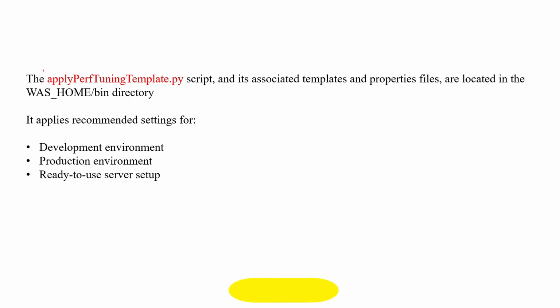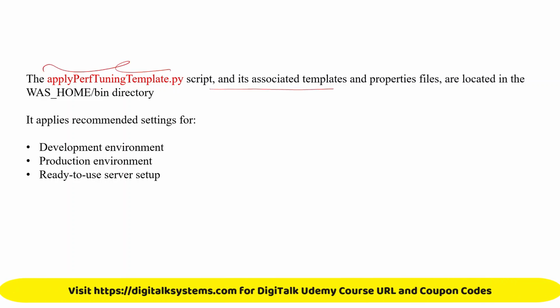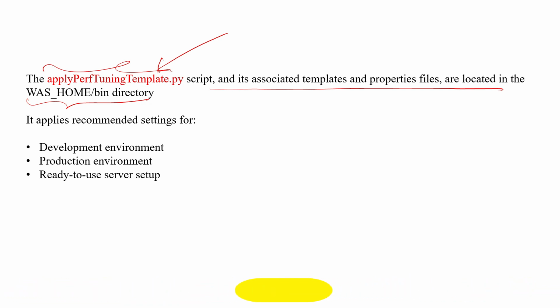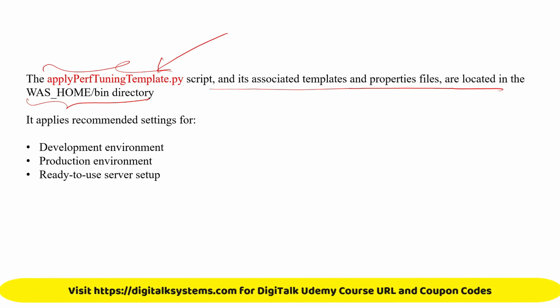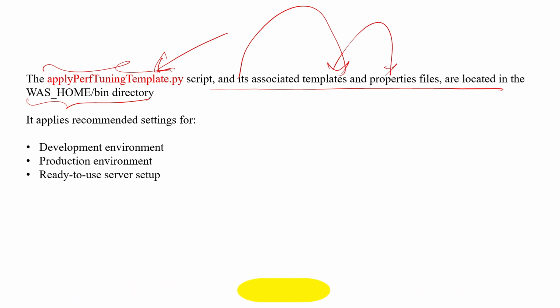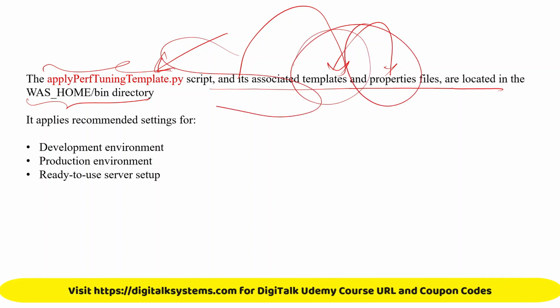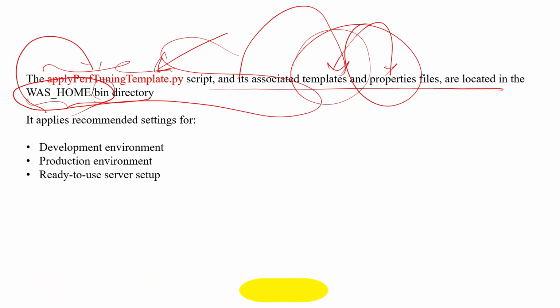The applyPerfTuningTemplate.py script, its associated template and properties files are located in the WebSphere home bin directory. This is a script which calls multiple subscripts, with different properties files or template files that contain the parameter values according to the different environment it is going to apply. That means this is a single script which is going to call multiple other templates or properties files when you run this particular script. All these scripts and values are available inside your WebSphere bin directory. That means your installation location of WebSphere, and inside that you will have a bin folder, and inside the bin folder you will see this particular script.